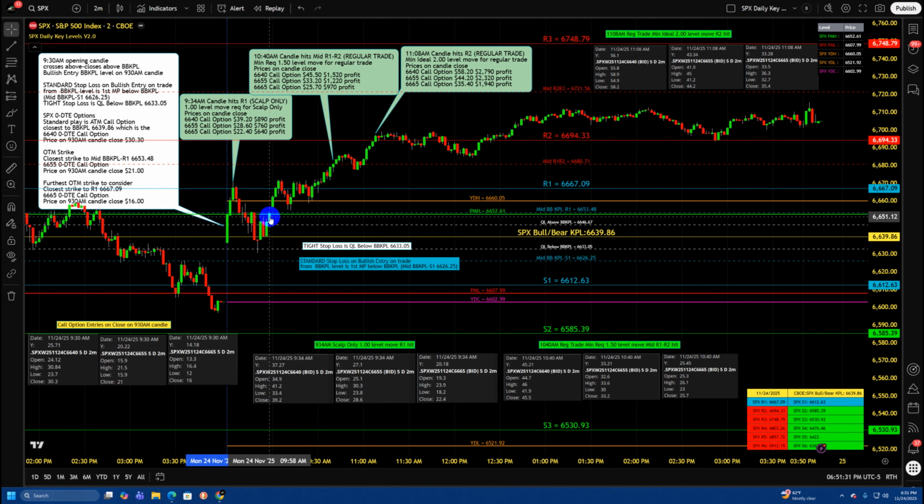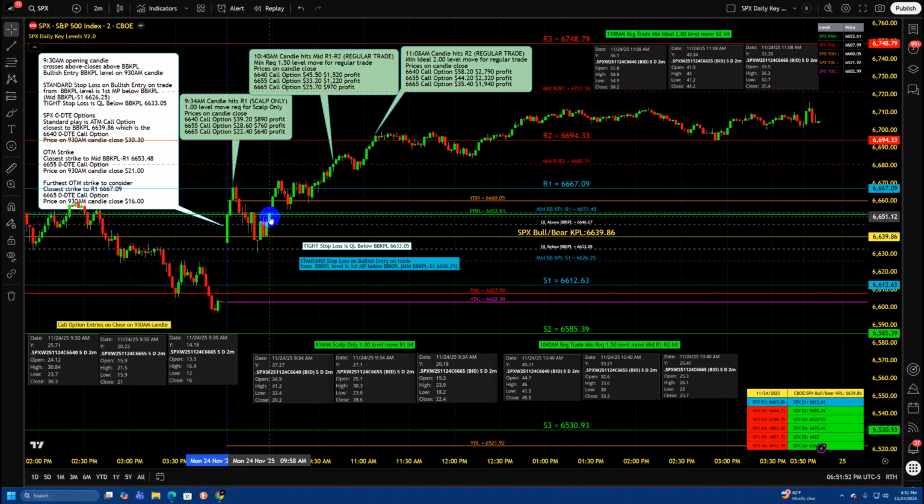Okay, so there's two different types of trades that you can do with this particular indicator. One is a scalp only trade and the other is a regular trade. And depending on what type of trade you're looking to do dictates where the target exit is going to be.